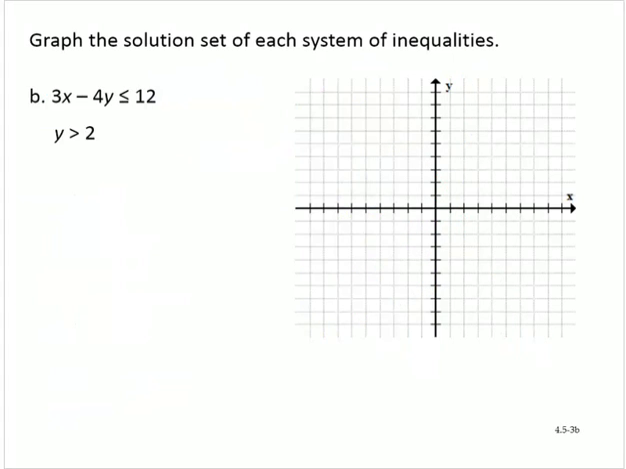Here we have a second system. We have 3x minus 4y is less than or equal to 12, and y is greater than 2. So working again in blue for the first inequality, and again use just a standard scale on the axes. 3x minus 4y is less than or equal to 12. Since that's in standard form, I'm going to use intercepts here.